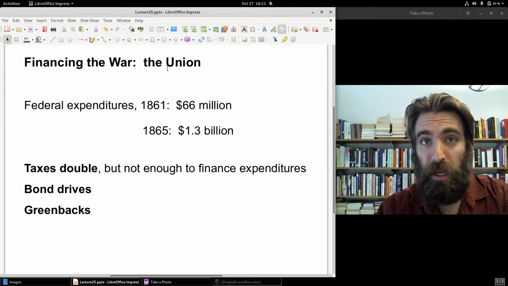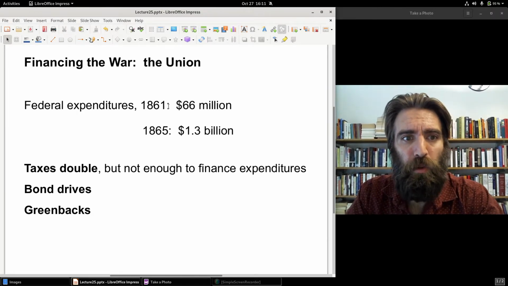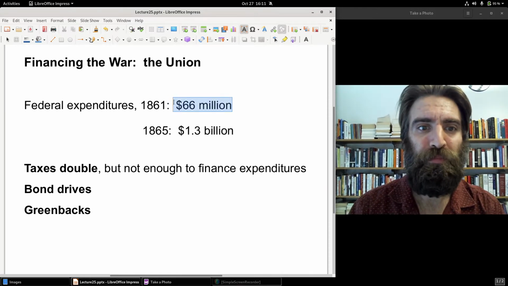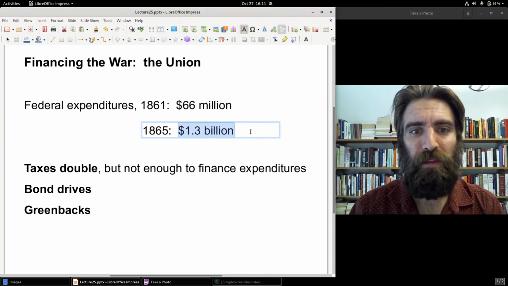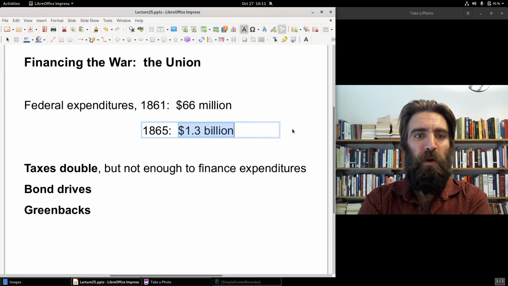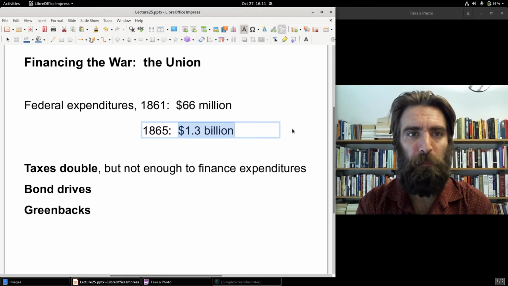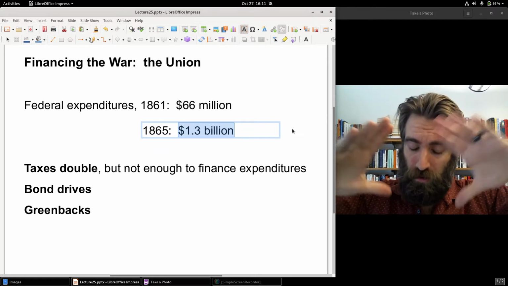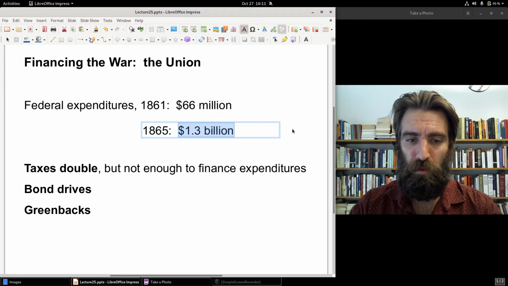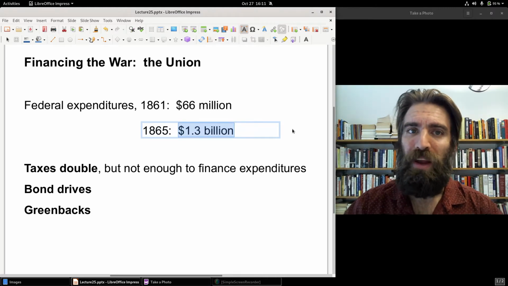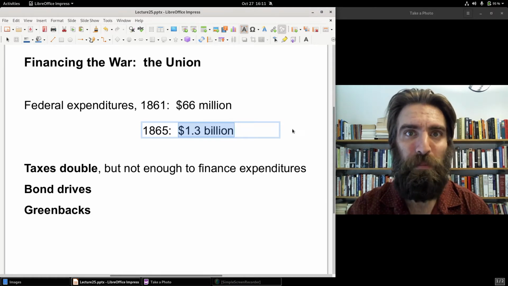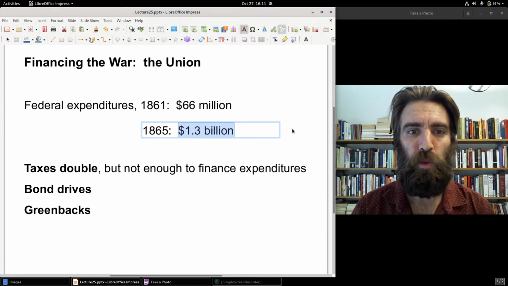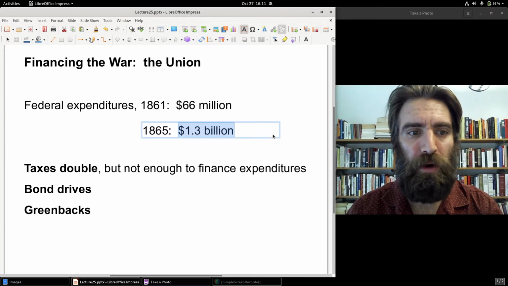Look at the finances for the Union, for the North. In 1861, federal expenditures were only $66 million. Imagine that, $66 million budget. By 1865, expenses were up to $1.3 billion. $1.3 billion. That is a huge jump. One of the consequences of the Civil War, the federal government will greatly enlarge the scope, the power, the expenses of the federal government will enlarge to an unprecedented degree, and it never quite goes back to its antebellum size. The federal government is expanded and remains expanded after the Civil War is done, but this is a huge jump in federal expenses.